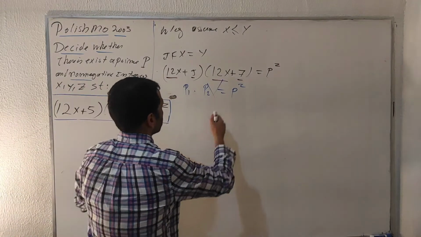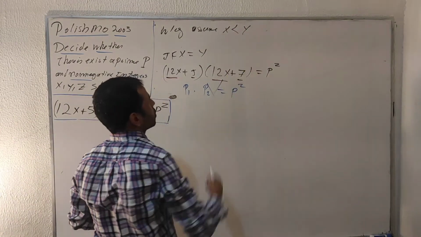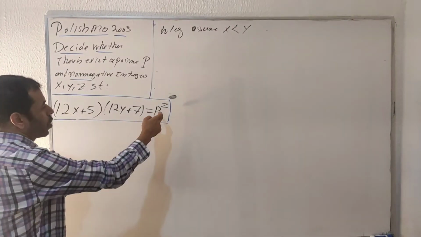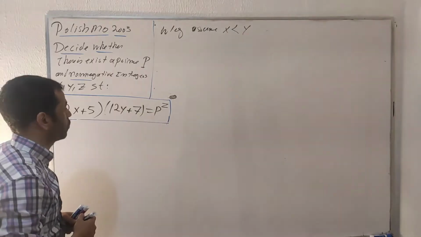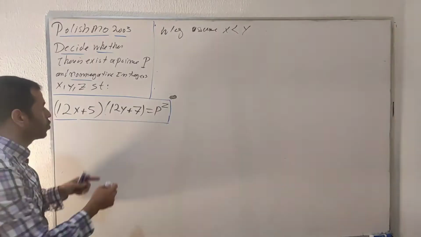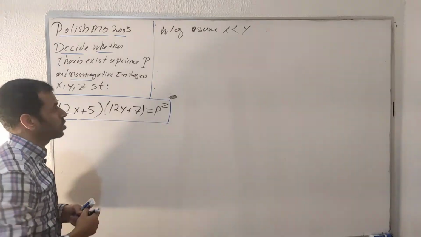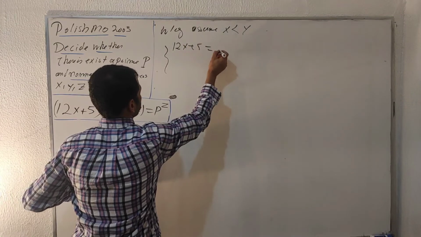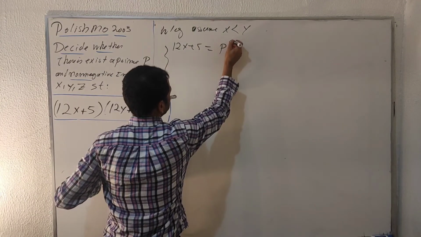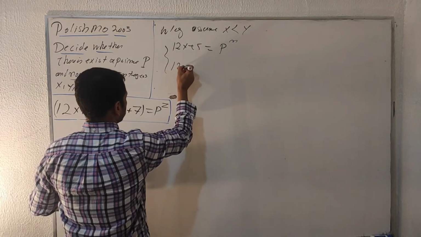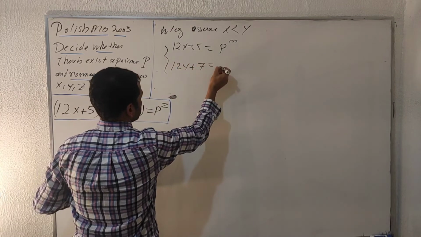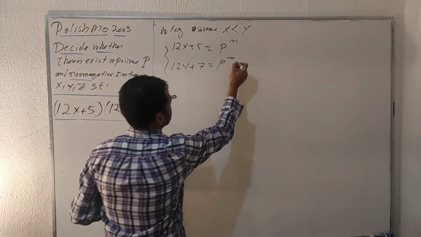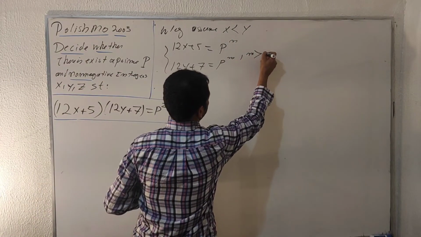So which means we are going to keep our inequality straight. We have the left hand side of this equation is a power of p, while the right hand side of this equation is also a power of p. So I'm going to transfer this into an equation system. I get here 12x plus 5 equals p to the n. I also get 12y plus 7 equals p to the m. Since x is strictly inferior to y, m must be strictly superior to n.